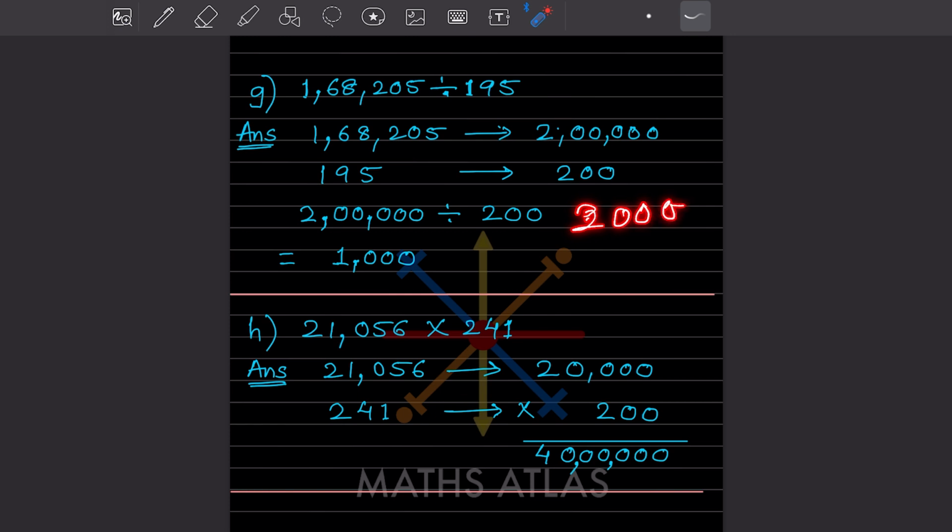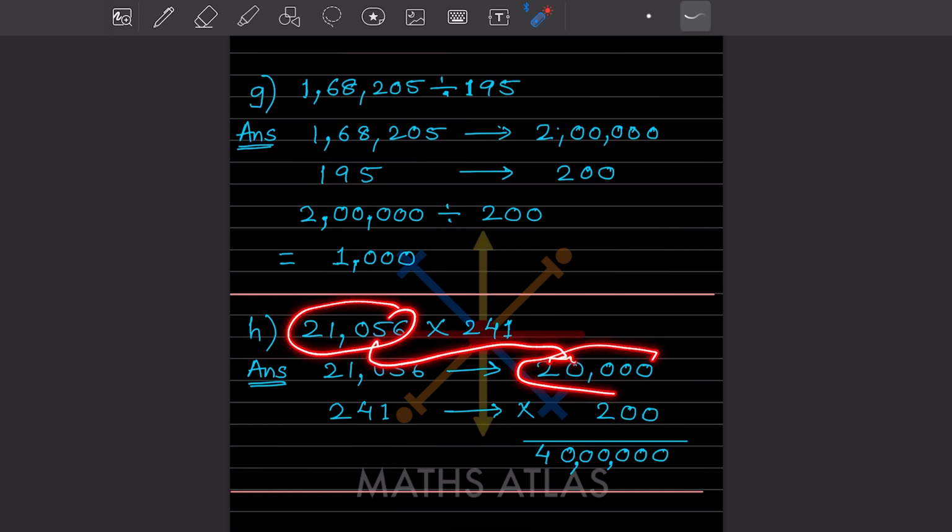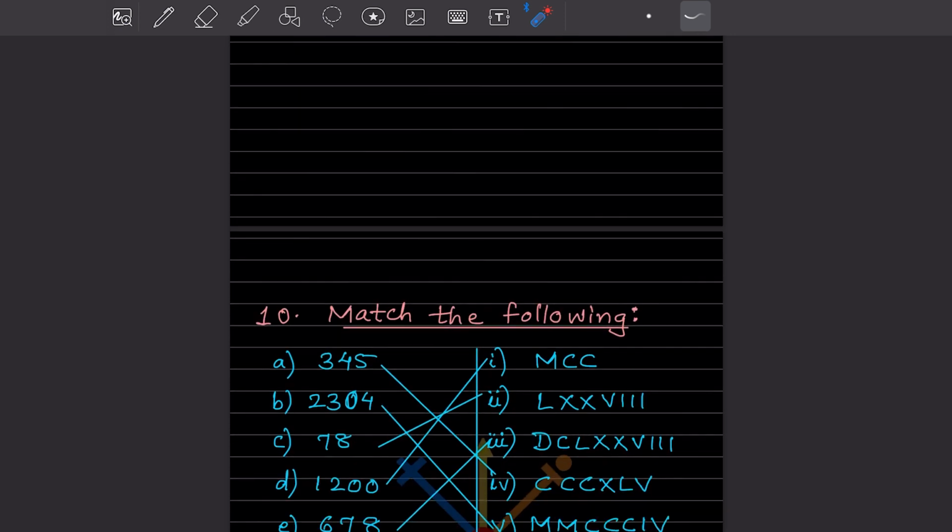You can do like this, divided by 200. So 2 zeros get cut, and what remains here? 2 ones are 2, and this 3 zeros. So that is 1,000. Again, this number, when you round it, you get this. Okay, now when you round this one, and multiply after rounding, you get this answer. Now we'll go for the next problem.